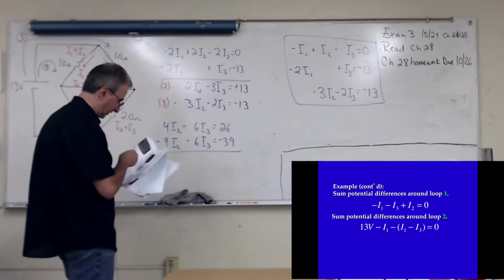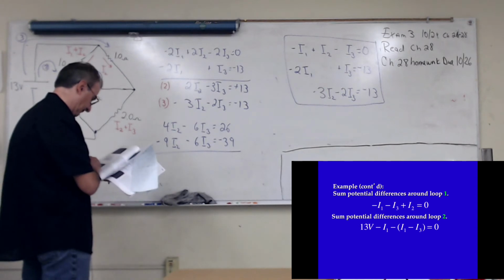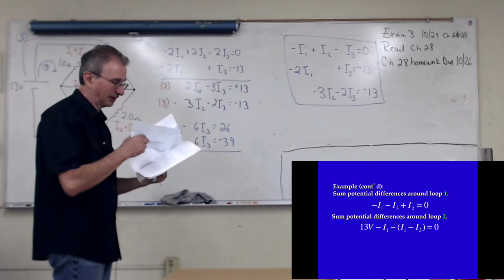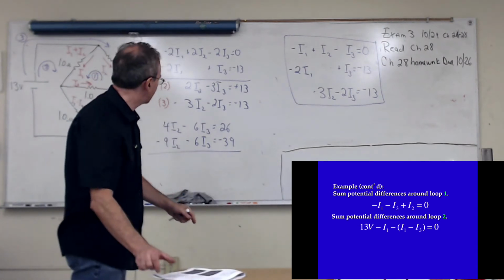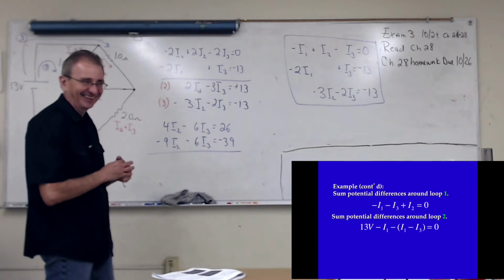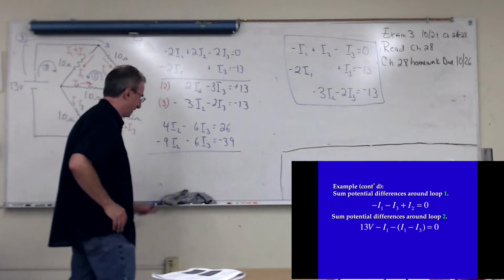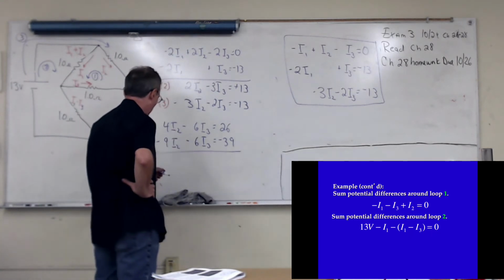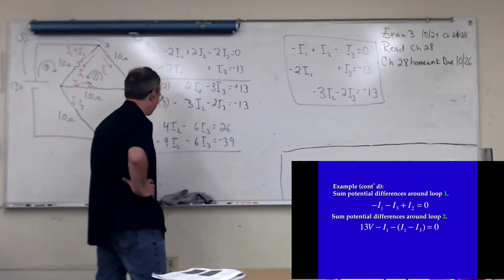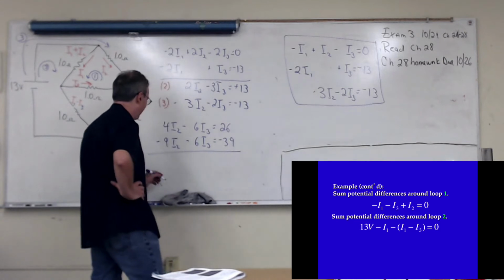Hold on a second, sorry. Oh, actually, I don't have a mistake. You know what I did? In my notes, I solved for this one, and I'm solving for this one. That's my mistake, so I'm actually correct. I'm supposed to solve for this one. Anyway, we'll solve for I2, that's fine.